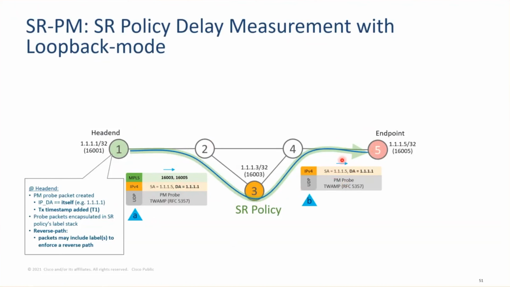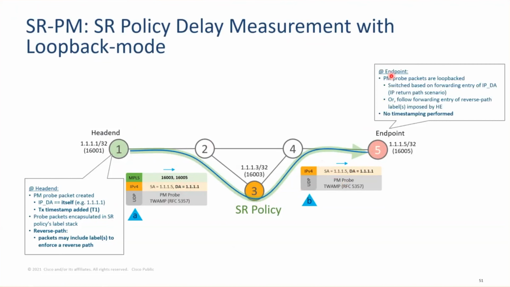So now I have an IP packet that arrives on node number 5. At the endpoint, the PM probe packets are going to be simply looped back. In this case, the packets are coming in with the destination address of 1.1.1.1, which is my head end. Therefore, node number 5 is going to do an IP lookup, look at the destination address, and send the packet back. As was mentioned before, if the user includes a reverse path label, then the endpoint will simply follow the forwarding entry that corresponds to the reverse path label that was imposed by the head end. And lastly, there is no timestamping performed at the endpoint. So minimal to no requirements at all on the endpoint.